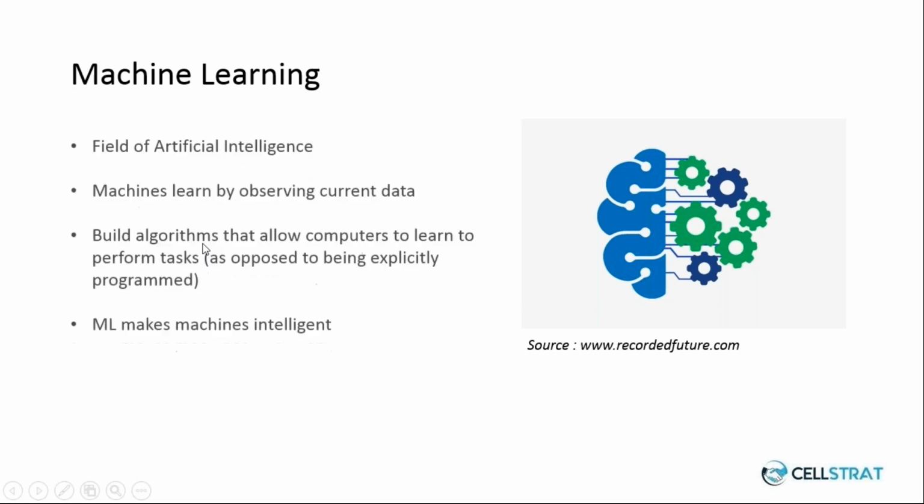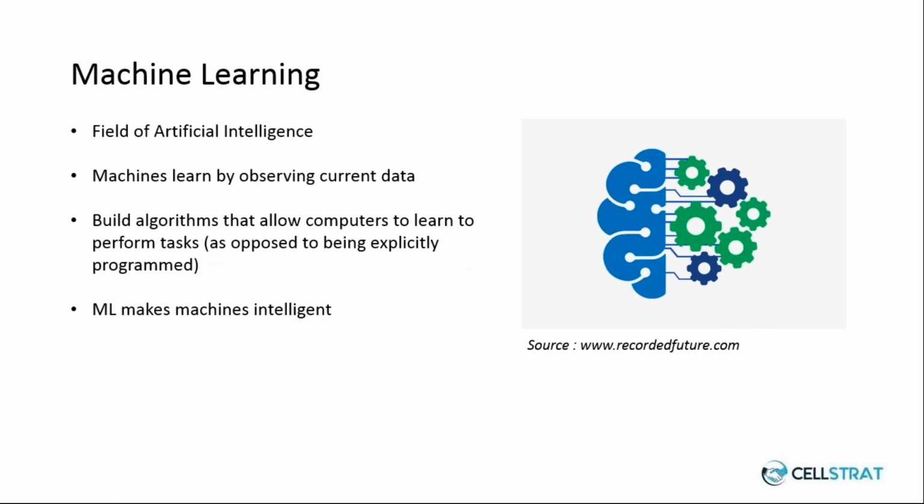So let's try to define machine learning. Machine learning is a field of artificial intelligence. AI refers to the fact of training machines to think intelligently, just like humans can, right? And machine learning works by observing current data. So I have input data X, I have output label Y, and I have, let's say, 1,000 such data samples where I have input X and output Y. I feed them into my machine learning model, and it can learn the relationship between X and Y.